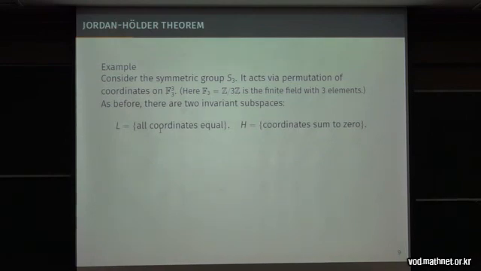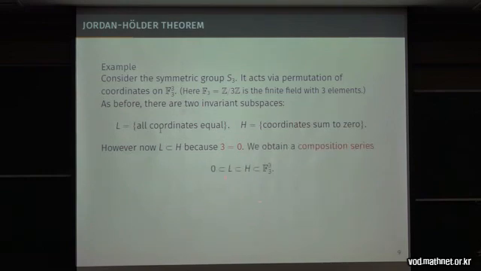And we have two invariant subspaces, as before. Nothing changes. But now something funny happens. If all my coordinates are equal here, I'm something like lambda, lambda, lambda, then when I ask, does it belong to this subspace, the answer is yes, because 3 lambda is 0 times lambda is 0.